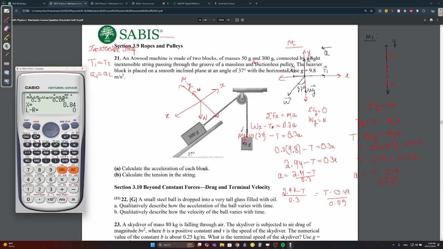Shift solve. You get T is equal to 0.84. Okay, so tension is equal to 0.84. So we actually found part B. And we want the acceleration, so you can just substitute T equals 0.84 into any expression for acceleration. So let's substitute it into here. A is equal to 2.94 minus 0.84 over 0.3. You get 7. So the acceleration is equal to 7 meters per second squared.